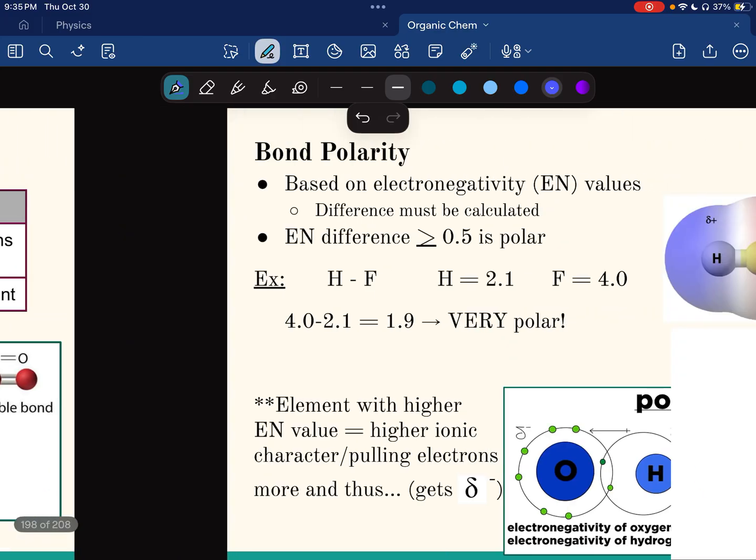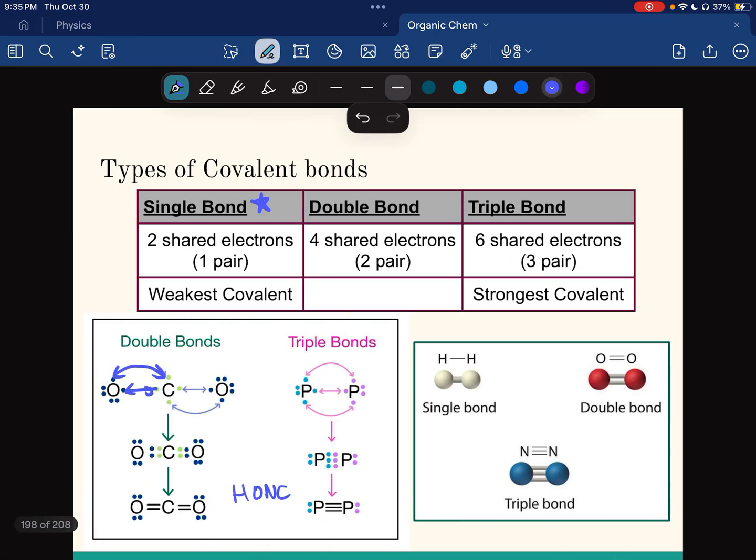Pretty straightforward. Oh, and you want to note that single bonds are the weakest. They can be broken easily. And there's also free rotation around those. You don't need to know that, but they can rotate essentially. And then triple bonds are the strongest. And I think this really makes sense physics-wise.